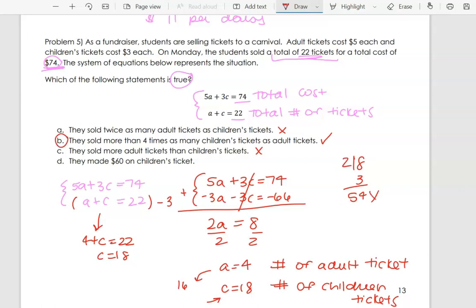Okay, great job, guys. We will practice some more problems with word problems when we solve systems of equations. Great job.